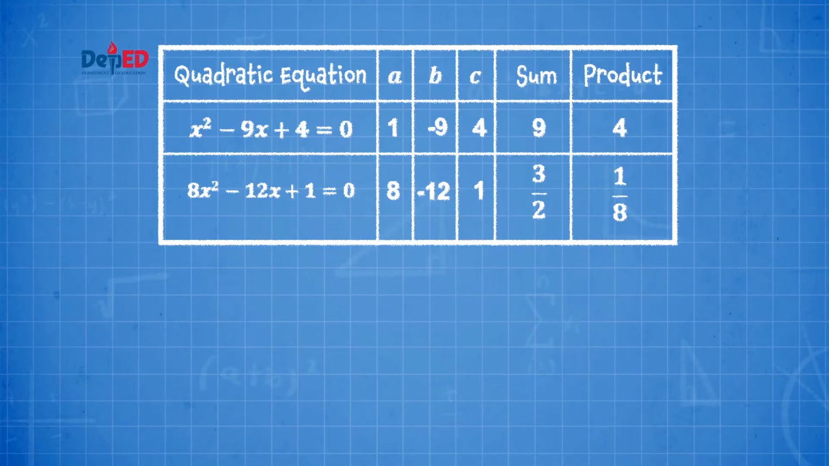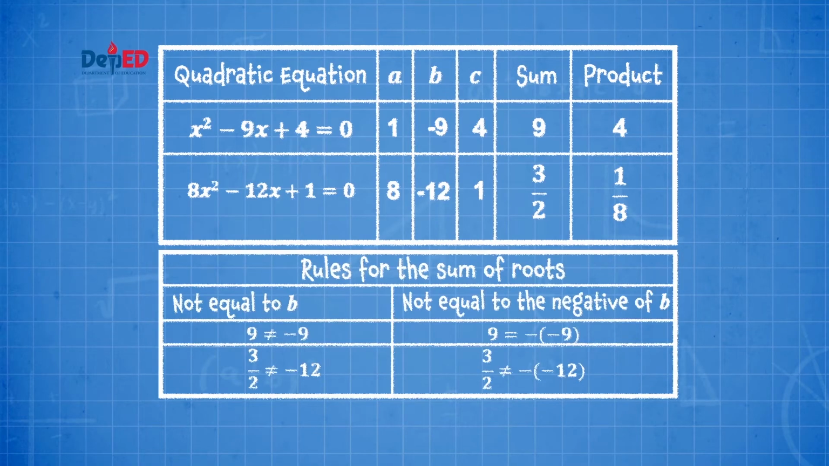Let's study this table. The sum of the roots could be related to the value of the coefficient b, but is not equal to the value of the coefficient b. We might be tricked to think that the sum of their roots is equal to the negative of the value of the coefficient b, because in the table, we can see that the sum of the roots of the first equation, which is 9, is equal to the negative of negative 9.